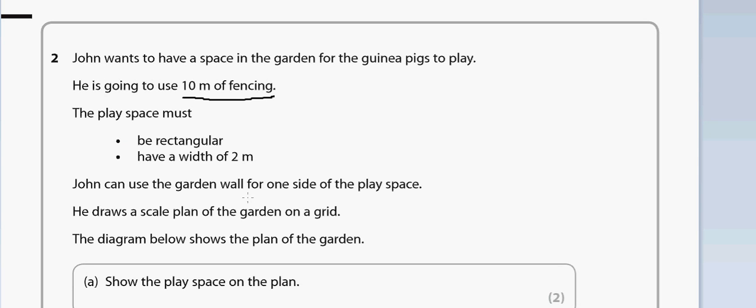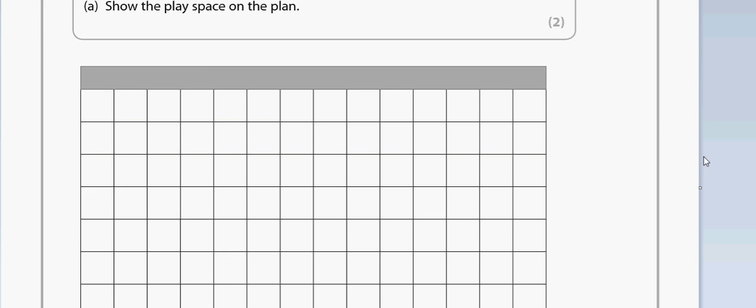Now John can use the garden wall for one side of the play space. He then draws a scale plan of the garden on a grid, and the diagram shows the plan of the garden. So if we go down here, we can see this is the garden here, and up here, this is the wall.